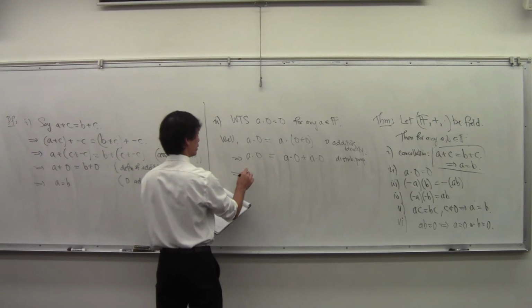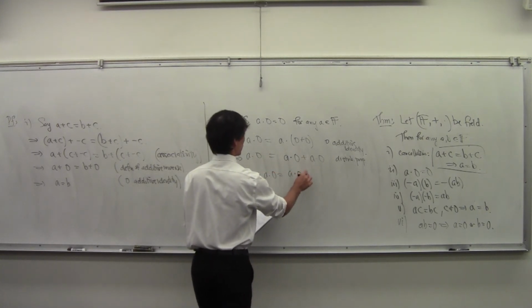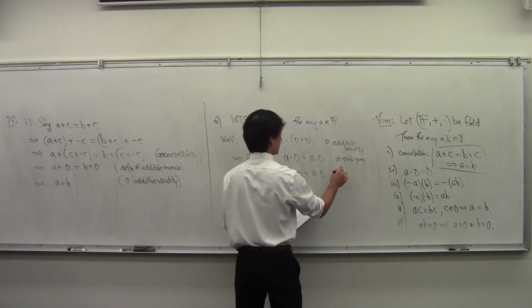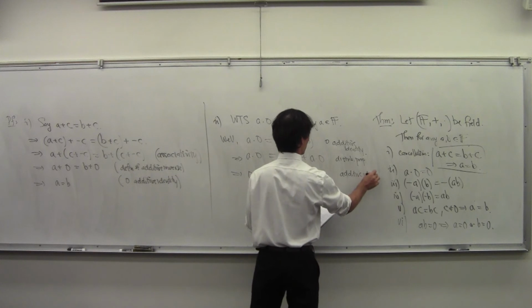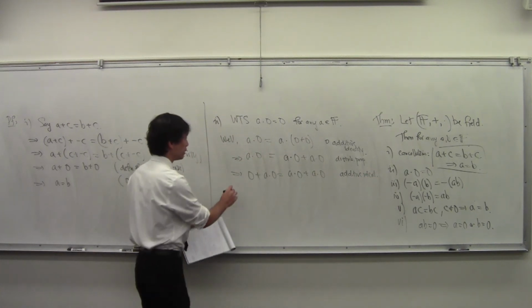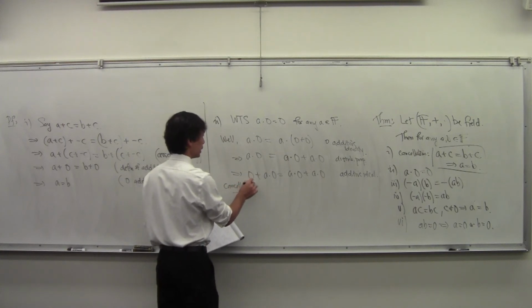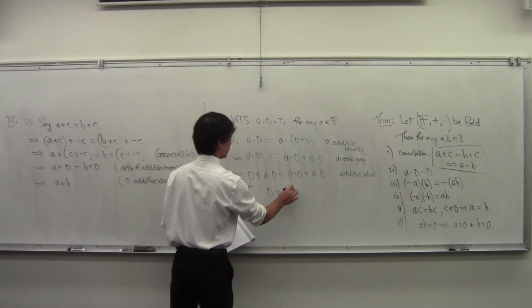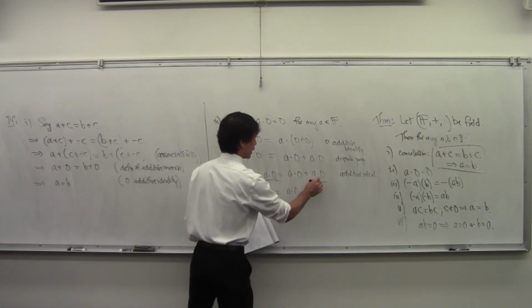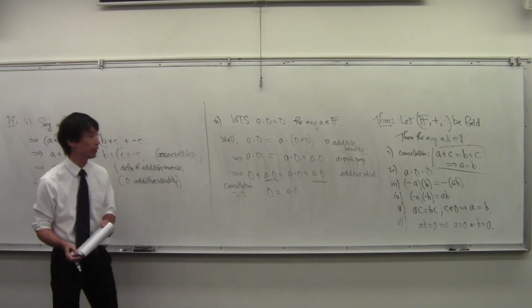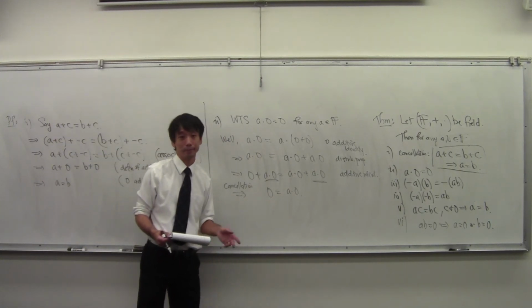If I add 0 to the left side, nothing changes, again by the additive identity. But then I use part 1, cancellation, which shows me that 0 equals a times 0. So I cancel off the a times 0 from both sides. And that shows me that a times 0 has to be equal to 0.